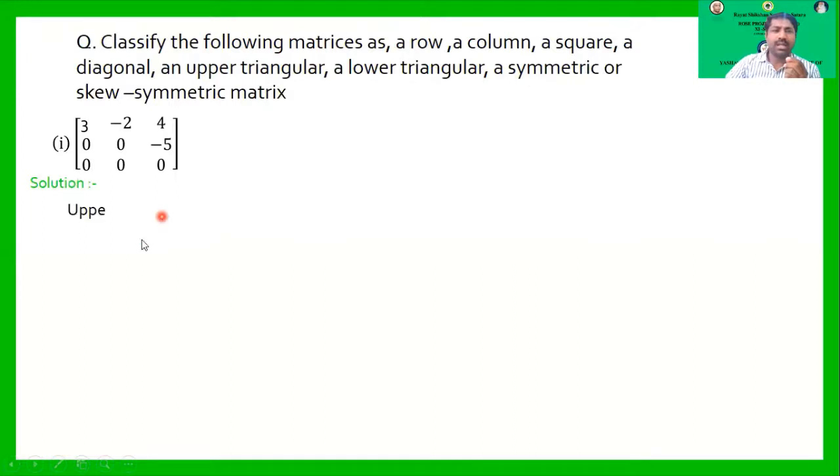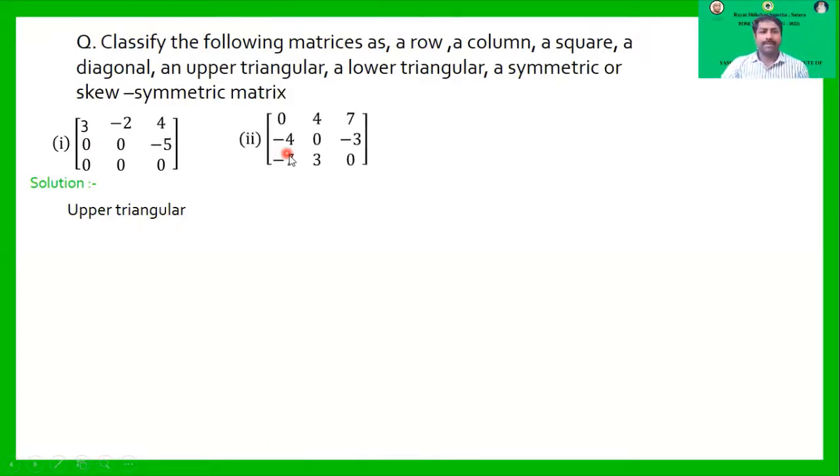Its solution is upper triangular matrix, because all its elements below the diagonal are 0. Now second: all the diagonal elements are 0. It's a square matrix, all the diagonal elements are 0, and the remaining elements are negatives of each other. So this is a skew symmetric matrix.